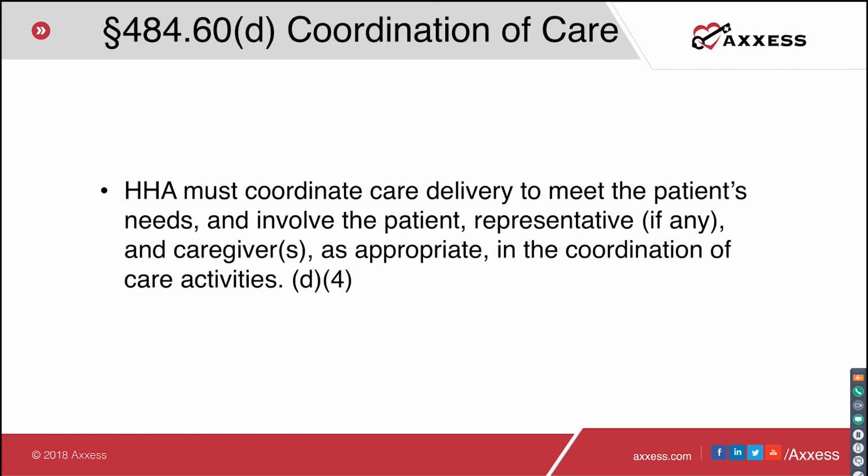The agency must coordinate care delivery to meet the patient's needs and involve the patient, the representative, and the caregiver as appropriate in the coordination of care activities. Again, remember, we're thinking about a patient-centered home here, and the patient is the center. There's a big chain of communication that has to happen when things are going on with the patient, and we're coordinating care delivery. We have to involve the patient, the representative, and the caregivers.